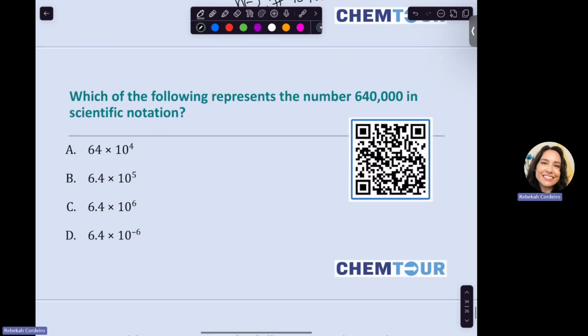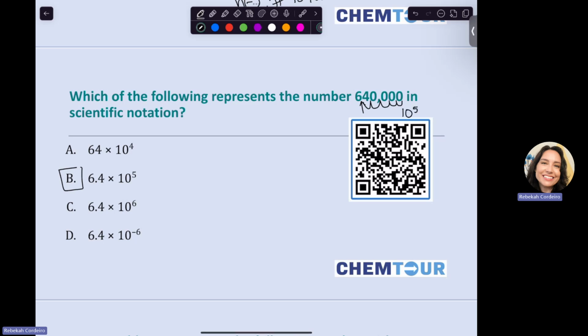All right, what about this one? Go ahead and pause and try it. All right, the answer to this one is B. If you got it right, cool, move on. If you didn't, hang in there with me. So we need to put our decimal here between the 6 and the 4 to give one number to the left of the decimal. Our decimal starts, even though it's not written, at the end here. So we need 1, 2, 3, 4, 5. So we have 10 to the 5.